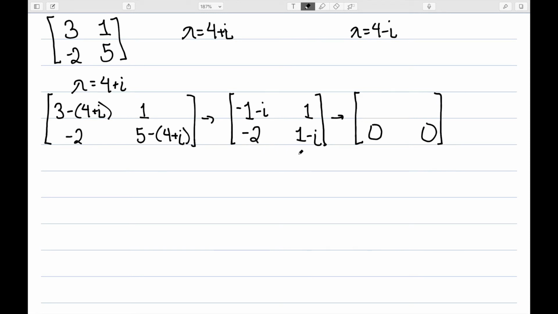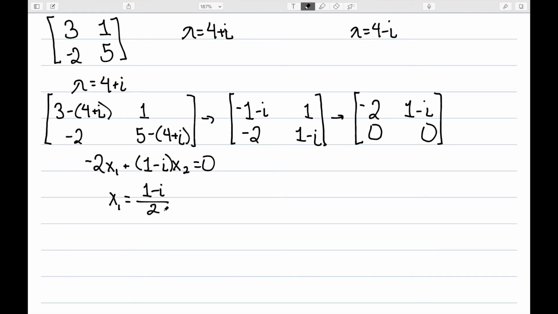And then I'm going to actually leave this second row the way it is and write it as negative 2, 1 minus i. This gives me the equation negative 2x1 plus (1 minus i)x2 equal to 0. And the reason I did this instead of the first row is because my next step is to solve for x1, which will be (1 minus i) over 2 times x2.